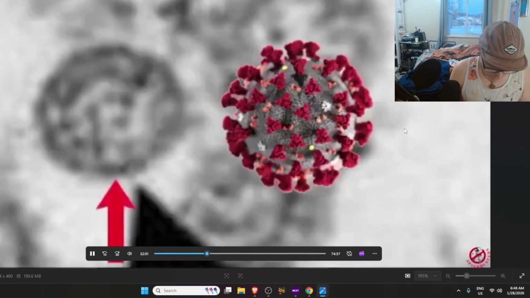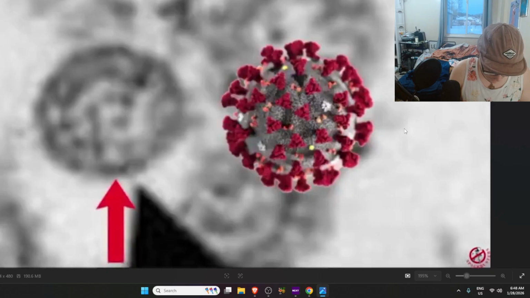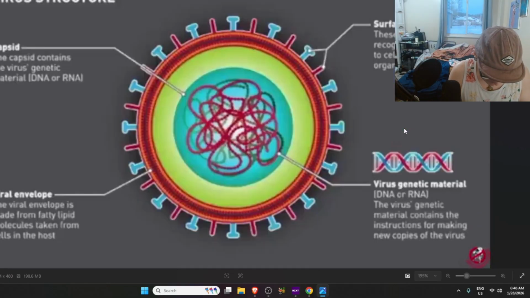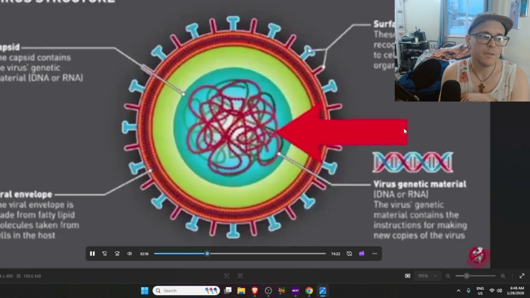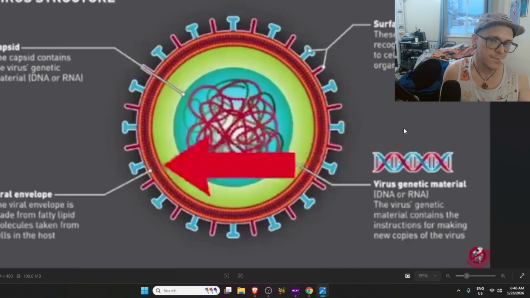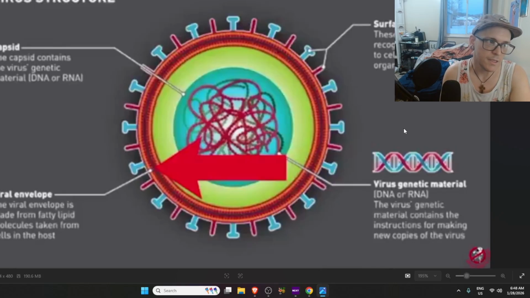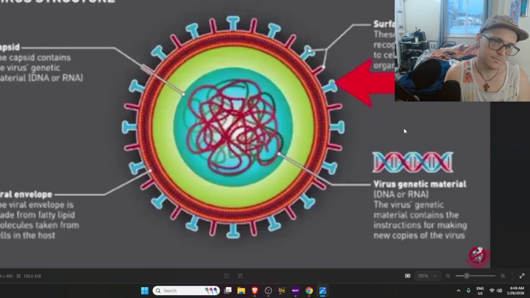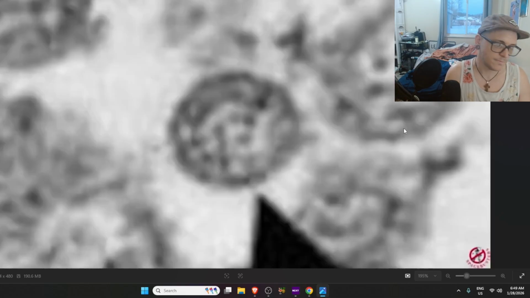Think of what that black and white two-dimensional image might really look like. Nobody has ever seen one. It's imagination only. The theory is that it is this: a bunch of genetic RNA and DNA material containing instructions for making new copies of itself inside a host cell, with a viral envelope made from fatty lipid molecules. Mind you, it's not supposed to be alive. So basically this thing floats around like living dander, but it's not living. Taken from cells in the host, with surface spike proteins that help the virus recognize and bind to cells in the host organism. You can see that too, right?